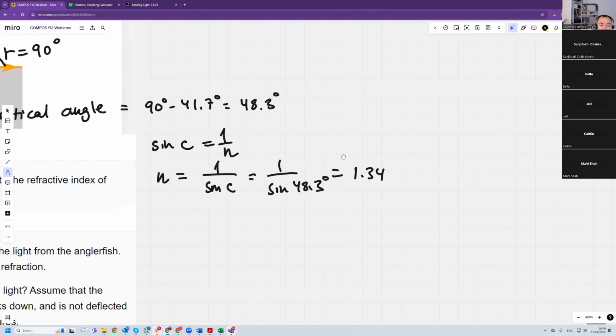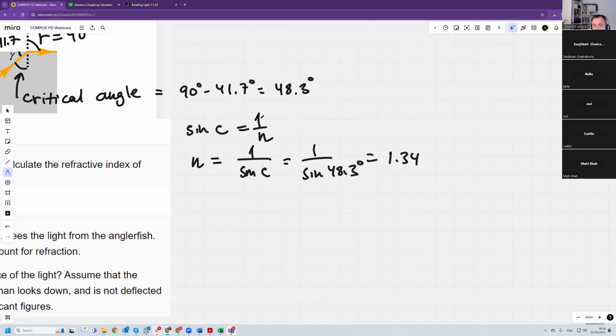Does the formula only work for air or all TIR boundaries? Well, because air has a refractive index of 1, or approximately 1, it's technically n2 over n1. But because n2 is air, that means it is 1. This means 1 over n glass. Does that make sense?